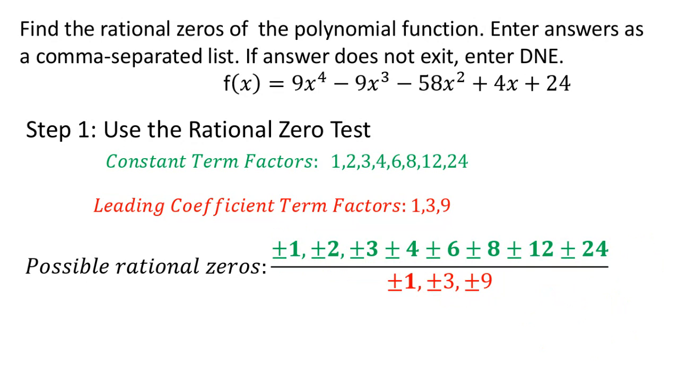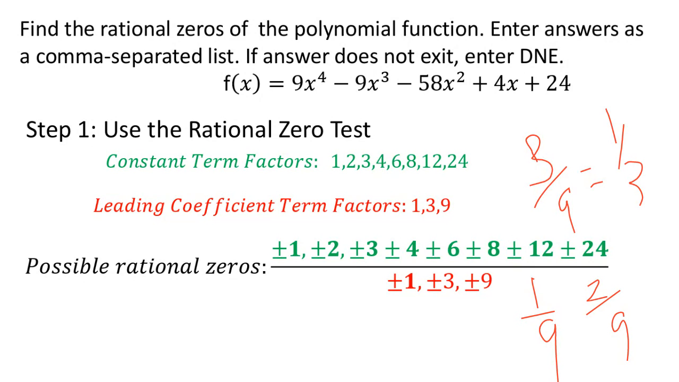Okay, then we would do the same thing with 9. 1 divided by 9 is 1/9. 2 divided by 9 is 2/9. 3 divided by 9 is actually 1/3, so you don't have to do that again, right?